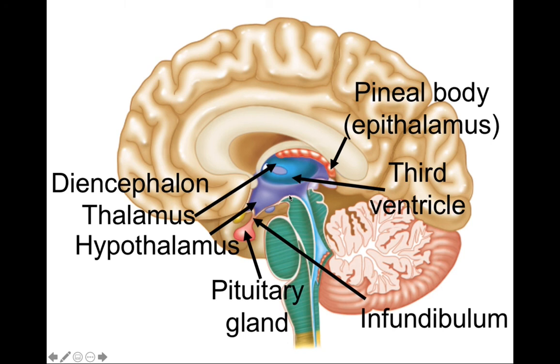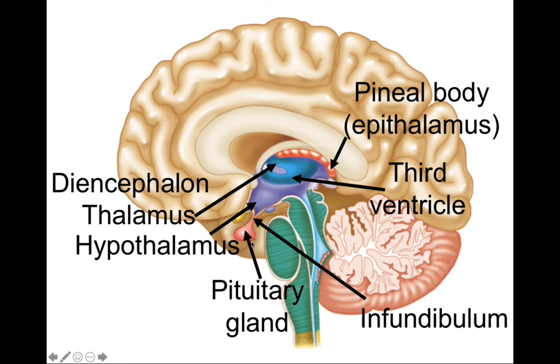Now the hypothalamus is our body's major endocrine and autonomic regulator. This part of the brain controls the entire endocrine system and the entire autonomic nervous system to help maintain homeostasis. The hypothalamus controls the endocrine system through what is known as the pituitary gland.